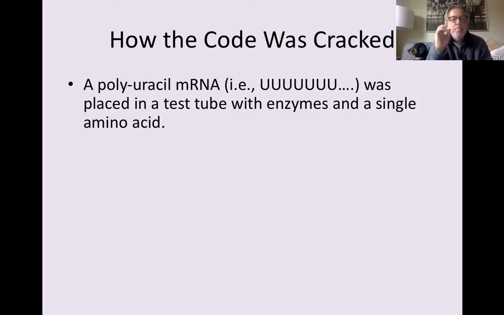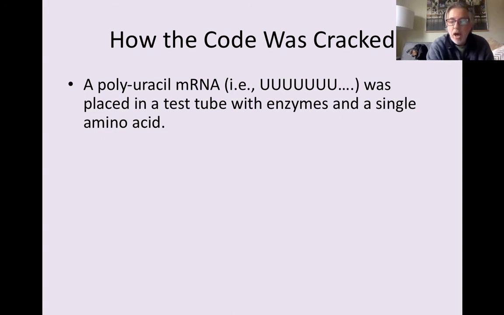Now you might be wondering, how did we figure this out? Well, it was a painstaking process that took several years. But what someone did was they made a piece of mRNA completely out of U's, and then they placed it in a test tube with ribosomes and a single amino acid. And they did that 20 times, 1 for each amino acid.